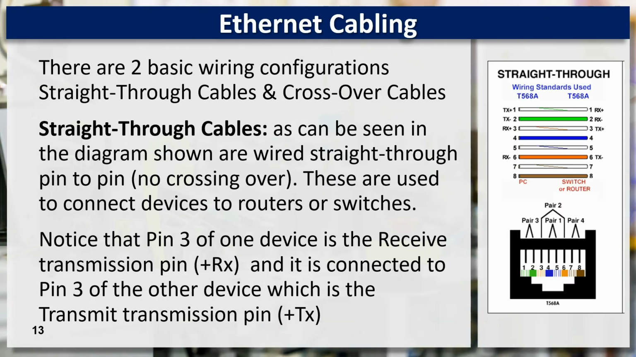There are two basic wiring configurations: straight-through cables and crossover cables. Straight-through cables, as can be seen in the diagram shown, are wired straight through, pin to pin, no crossing over. These are used to connect devices to routers or switches. Notice that pin 3 of one device is the receive transmission pin, and it is connected to pin 3 of the other device, which is the transmission pin.